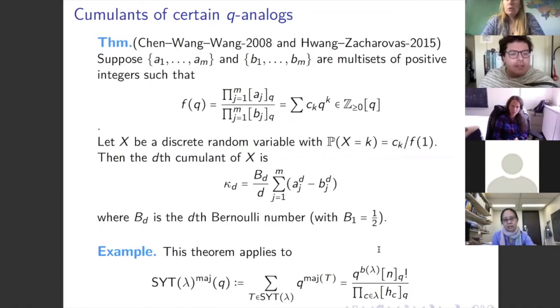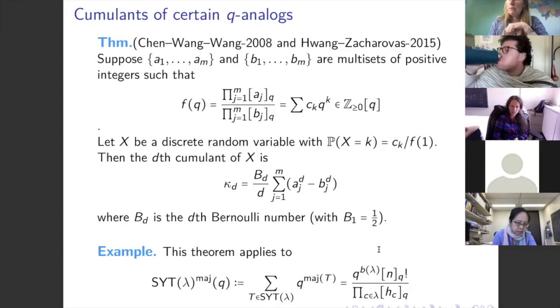So they said, anytime you have a q-analog of a hook length formula-like thing, so you have a numerator that's a product of q-numbers and a denominator of the same size product of q-numbers, if it happens that the rational product is a polynomial with non-negative integer coefficients, which is very special, right? If that happens, then you do get a random variable that goes with it, and the cumulants for that random variable are always sums of the dth powers of the numerator numbers minus the sums of the dth powers of the denominator numbers, times this Bernoulli number out in front, B sub d over d.